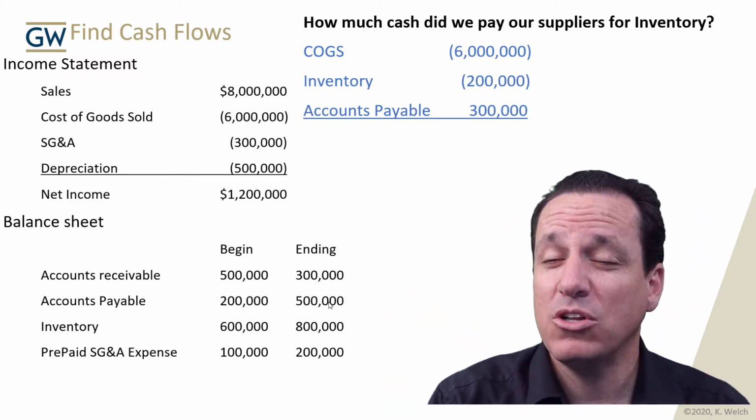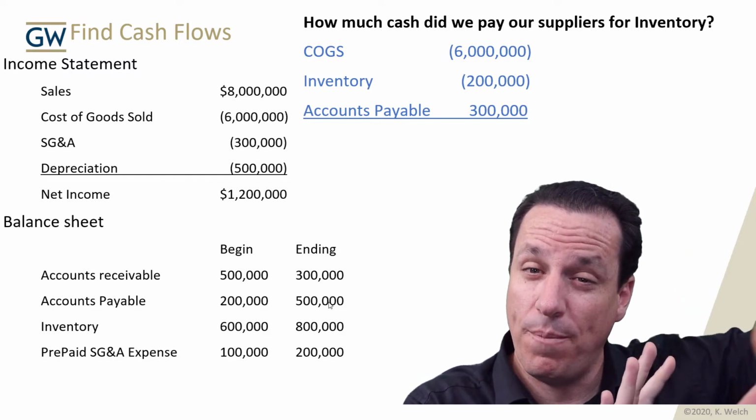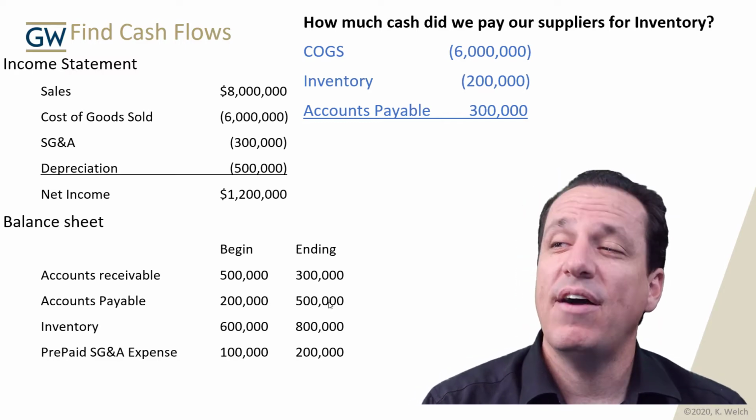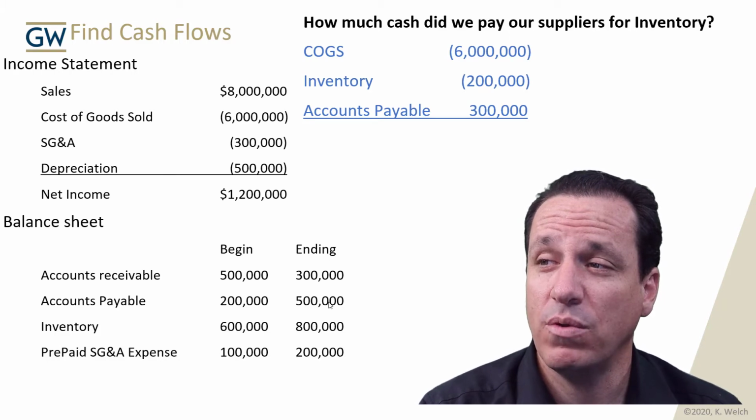So because the accounts payable goes up, we owe more money. We haven't paid the money. We owe the money to these other people. So the cash is in our pockets. So we need to have accounts payable representing a cash flow increase of 300,000.